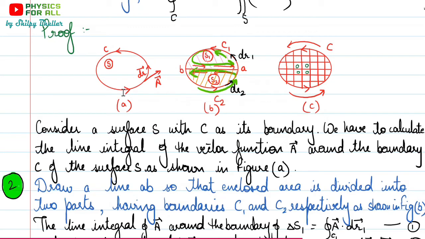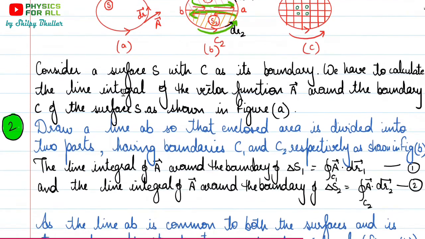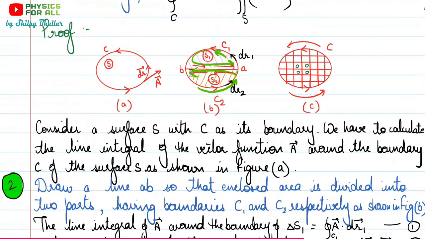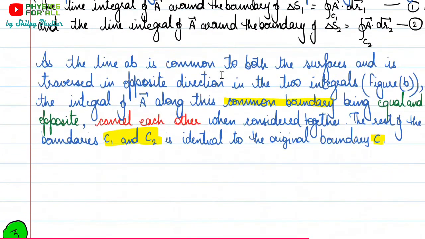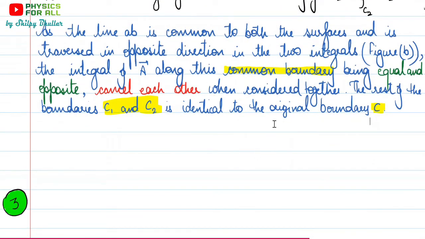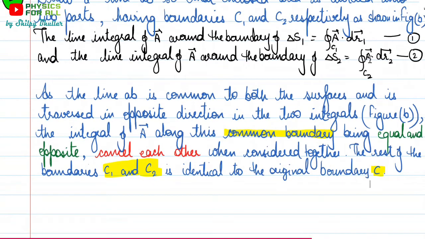Okay, so ultimately they are the same, and the only thing is that side AB is common to both the surfaces, and it's been traversed in opposite direction in both. So the line integral along it would be equal but opposite, so they have to be cancelled out. That's why they cancel each other, and we have removed it from the picture. All we are left with are these two curves only, the two boundaries.